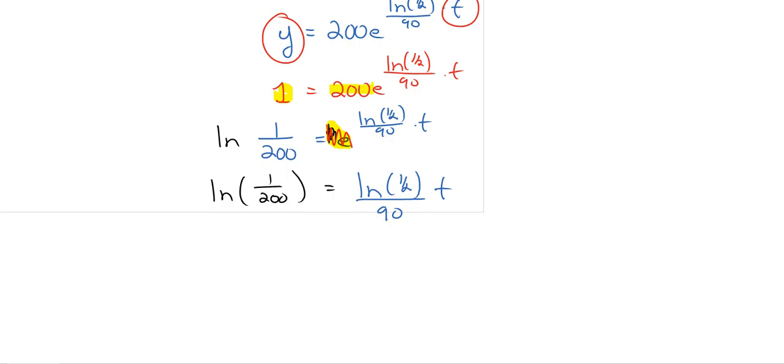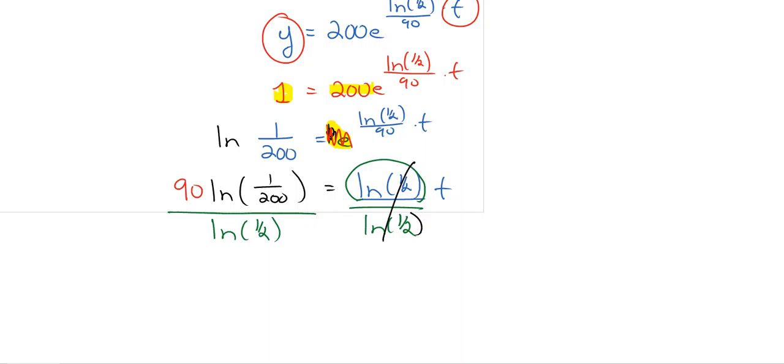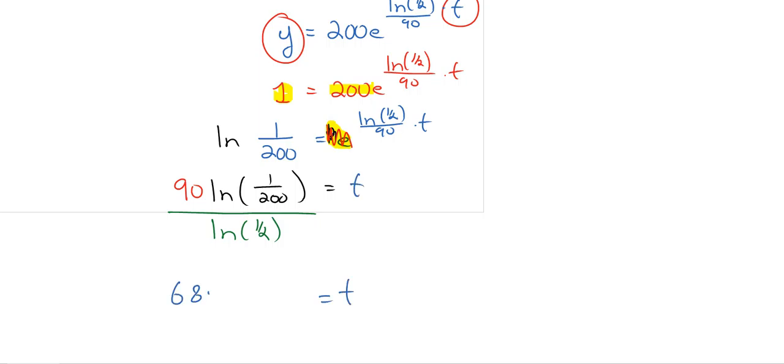Okay, and then I can move the 90 above, so this could be a 90 over there, and then I can take this whole expression and divide it by ln of 1/2. So ln 1/2, divide that by ln of 1/2. These guys will cancel, leaving you with t. And if you put that into your calculator there, you should get about 687.95 years.